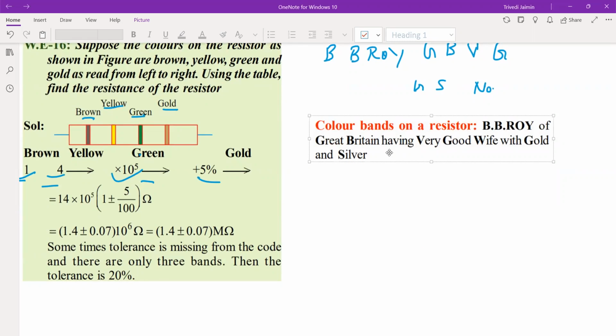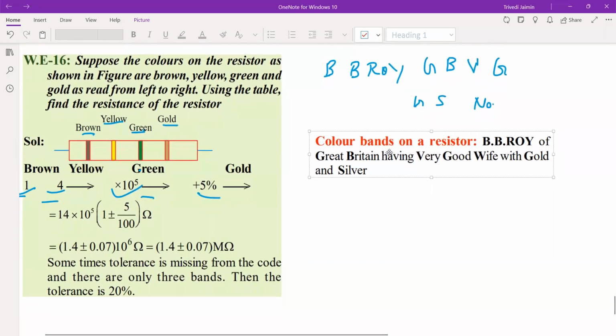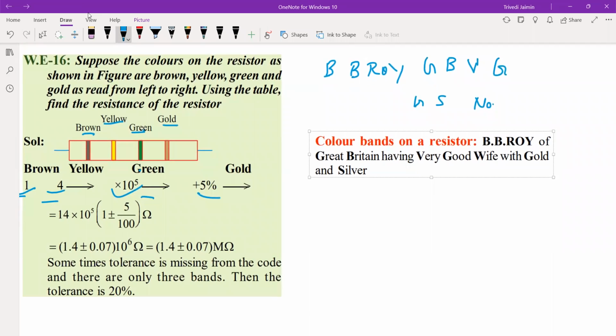Here in the book it's like a mnemonic: a Roy of Great Britain having a very good wife with gold and silver. Okay, let it be. So whatever you want to remember, just remember.